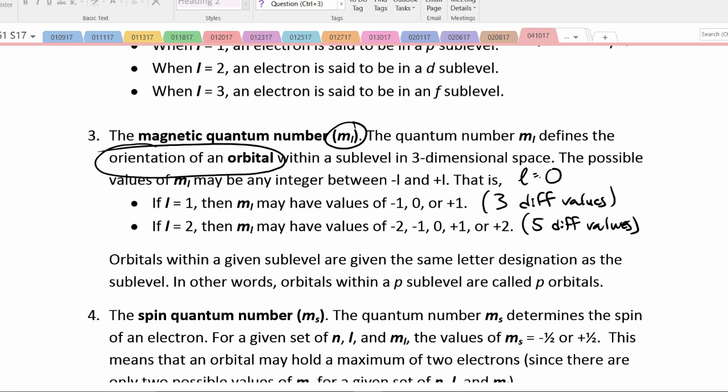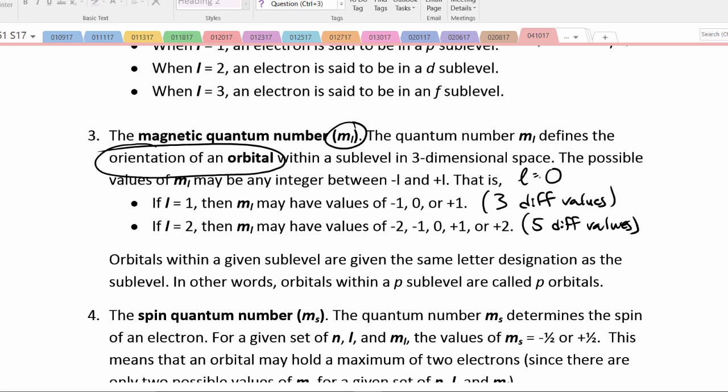When L is equal to 1, remember, that tells us that m sub L can have 3 different values. And when there's 3 different values, it turns out that there's 3 different ways you can orient this dumbbell around an X, Y, Z axis. One is along the X-axis, one is along the Y-axis, one is along the Z-axis. So there's 3 different orientations in 3-dimensional space.